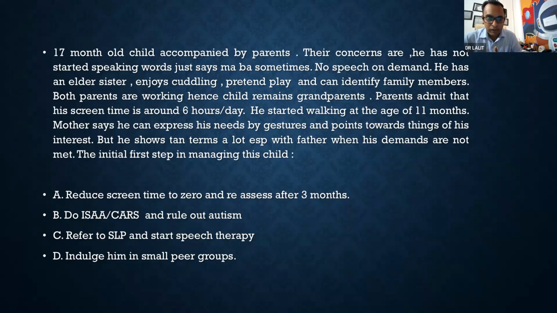So we don't have to directly go to an SLP. We don't directly go to the CARS for autism because there is no picture suggestive of true autism. It could be virtual autism because he points, he gives gestures, he pretends play. These are very important markers which indicate it is unlikely to be true autism. So the right answer is you reduce screen time to 0 and reassess after 3 months.